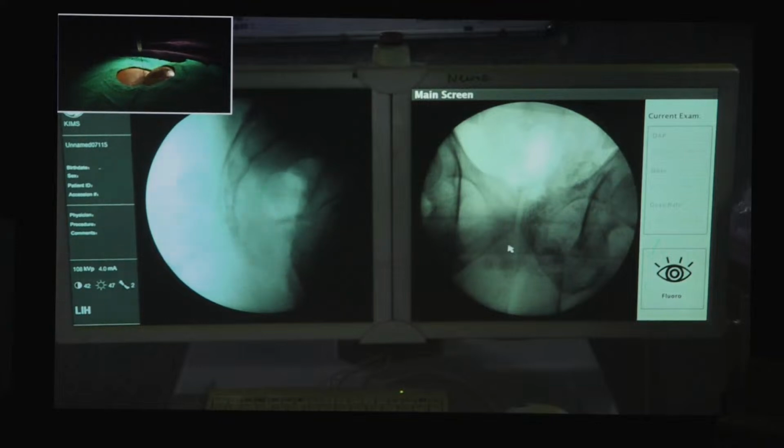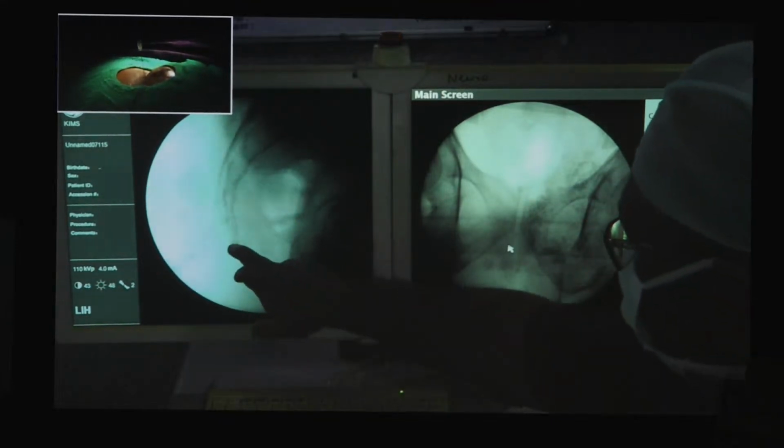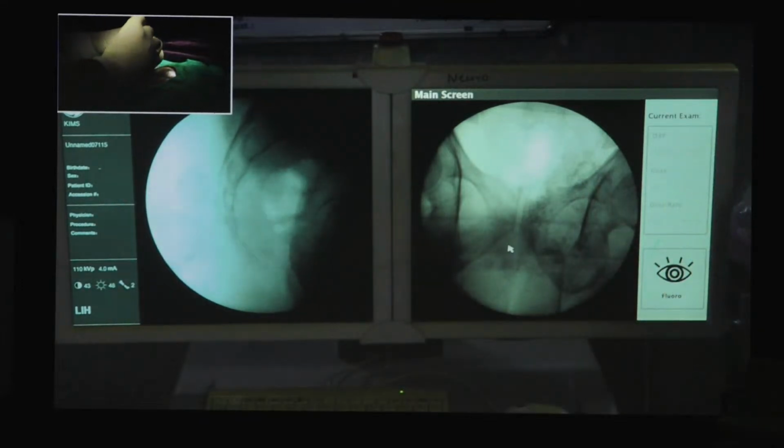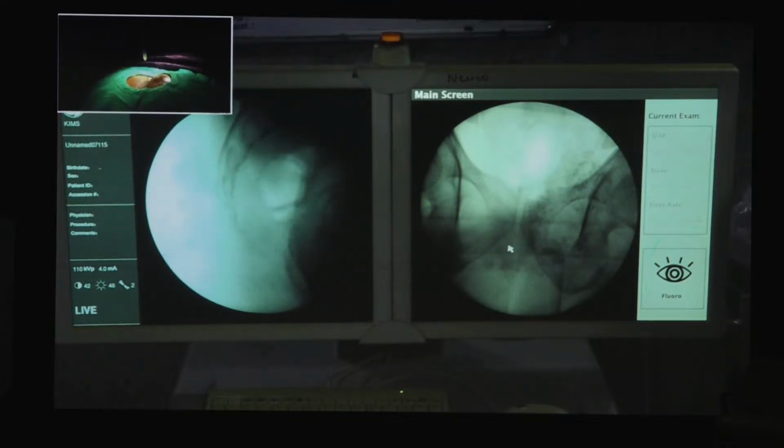So now I'm getting closer to my entry point. I'll still need to be a little more vertical. I think I can reach, so I'll go a little more inside. I'm hitting the bone now. So I have to negotiate that space. There looks like a fracture there, so I'll be a little careful.